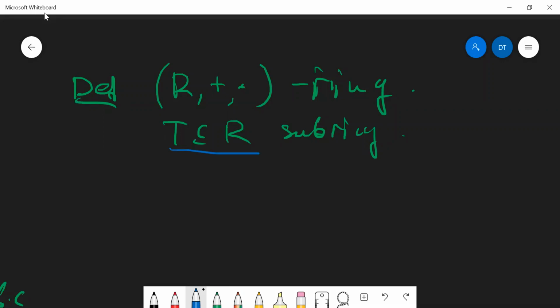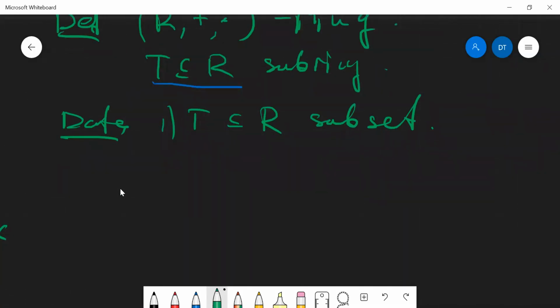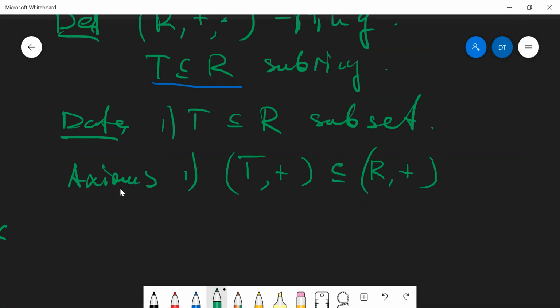So what is this? First of all, the data. T must be a subset. And now the axioms. First of all, T with respect to addition must be a subgroup in R with addition.